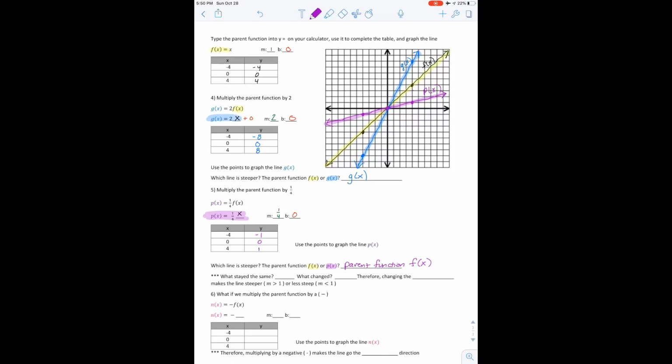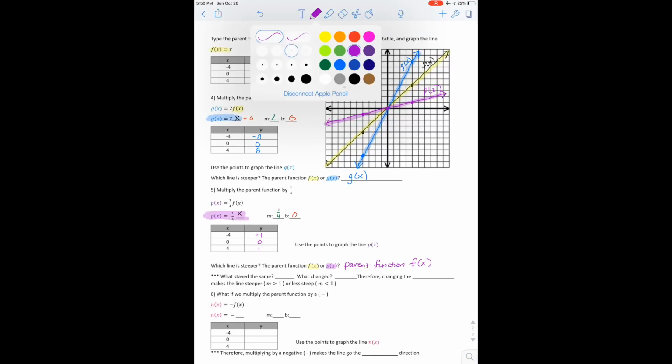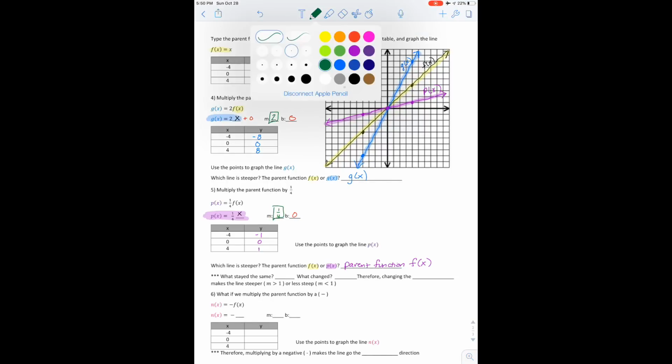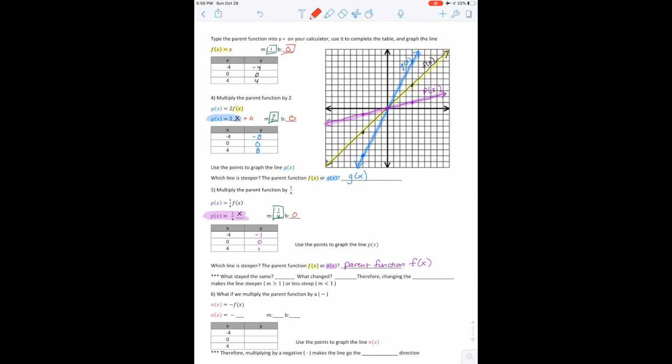All right, so what do you notice about the slopes? So the first one, our parent function, the slope was 1. The next time it was 2, and then it was 1/4. And our y-intercepts, the first one was 0, the second one was 0, and the third one was 0. So what stayed the same? The b value this time stayed the same, and the slope, the m, is what changed.